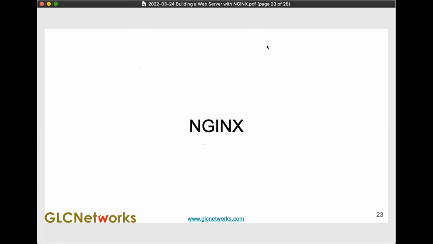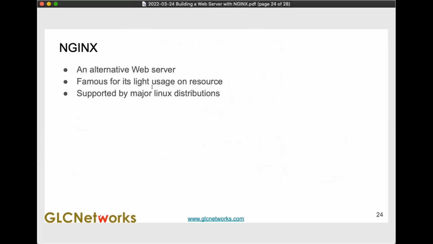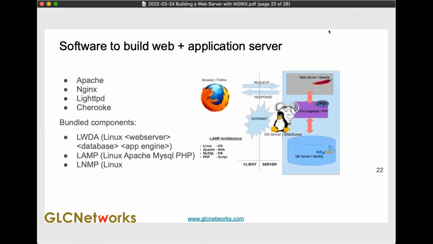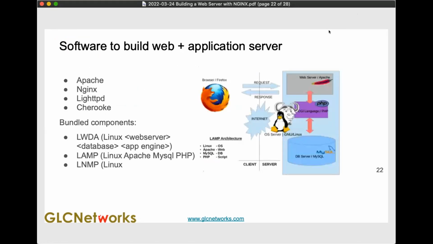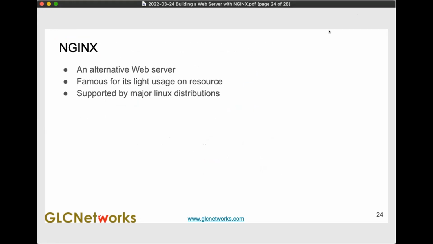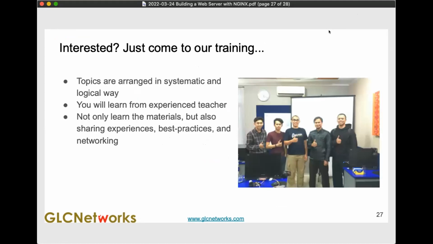So let's do it. NGINX is an alternative for a web server, famous for its light usage of resources and supported by major distributions. Here we call it NGINX. Actually there's not much to say about NGINX, because the functions of the web server are already described here. NGINX is one of the alternatives of a web server. Other alternatives are Apache, Lighttpd, and Cherokee, for example.